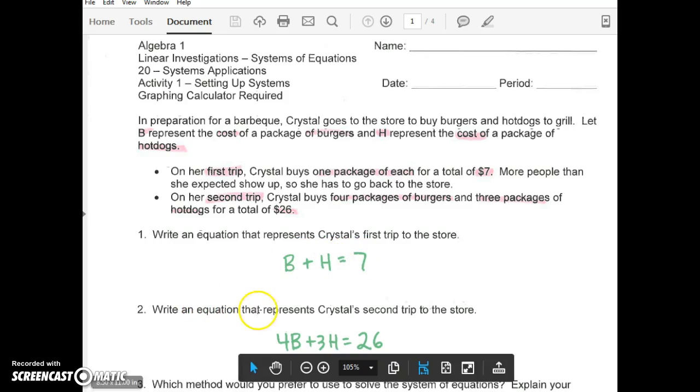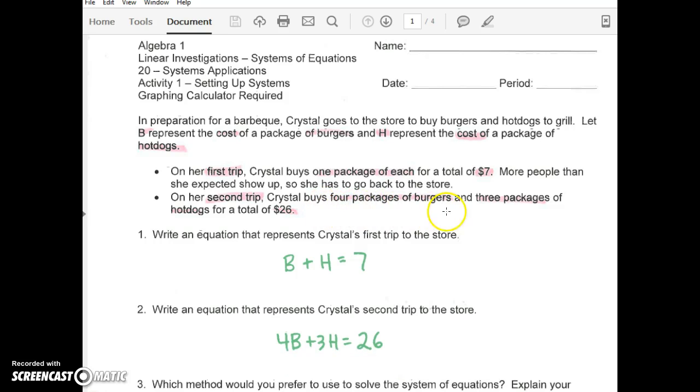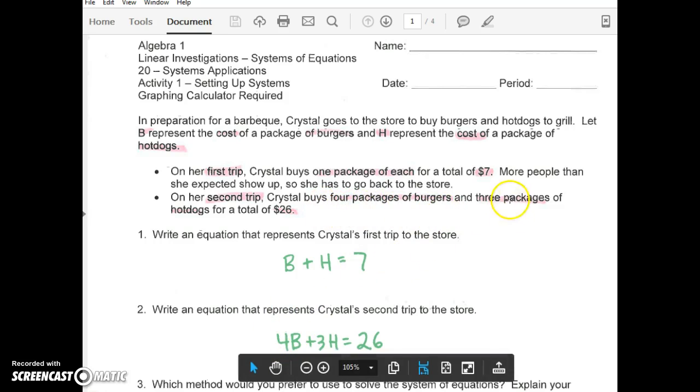Question 2 says, write an equation that represents Crystal's second trip to the store. So now we're looking at this one here. So on her second trip, 4 packages of burgers, 4B. 3 packages of hot dogs, 3H. Total of $26, so equals $26.